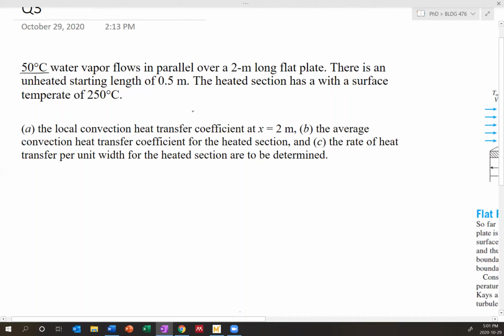So hopefully now we understand the distinction between what the two is asking. The first one is asking for hx at 2 meters, while the second one is just looking for h. In the last two questions we were finding h.